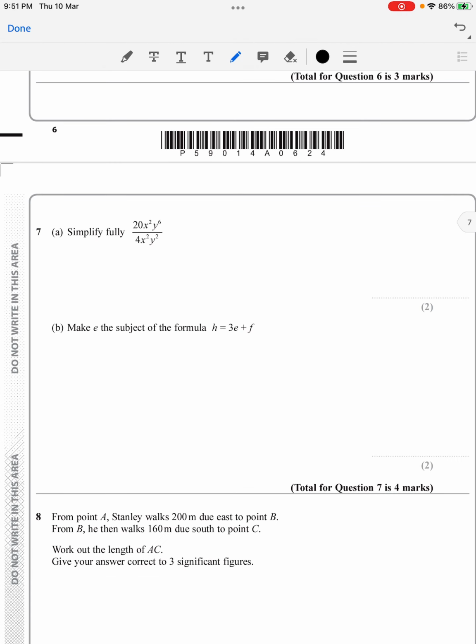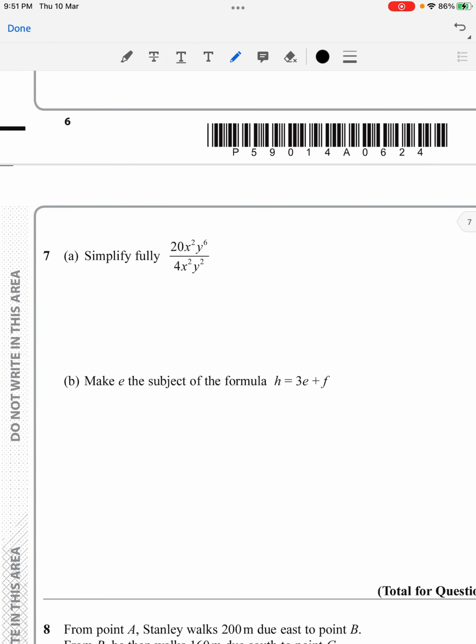Next one: simplify fully. 20x squared y x, y to the power 6, divided by 4 x to the power 2, y to the power 2. How do you do this? There's always a rule: a to the m divided by a to the n gives a to the m minus n. This is the laws of indices. I would like you to revise the laws of indices again. So 20 divided by 4 should be 5.